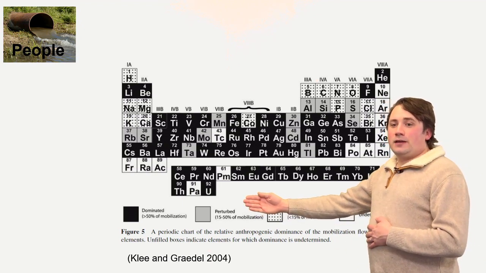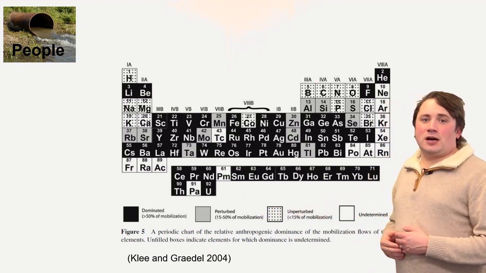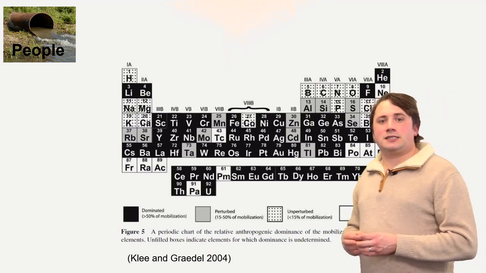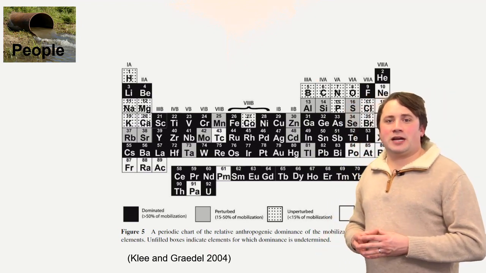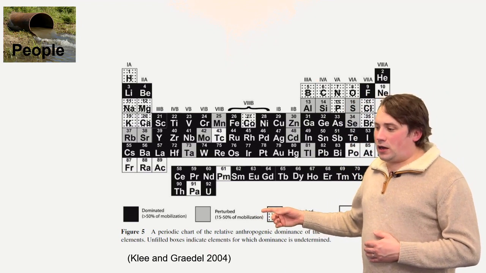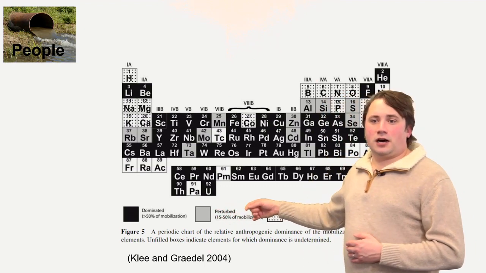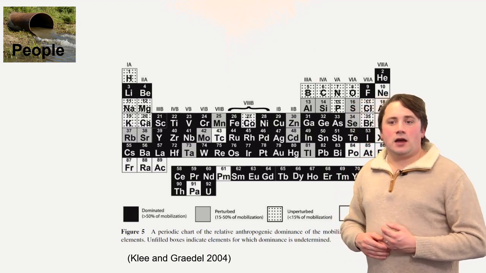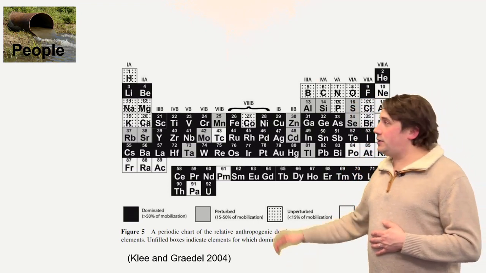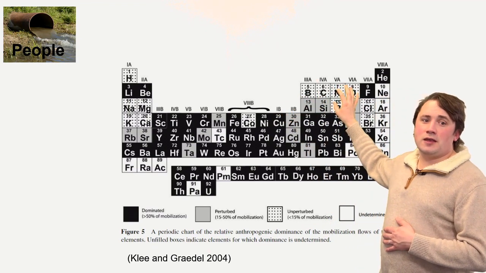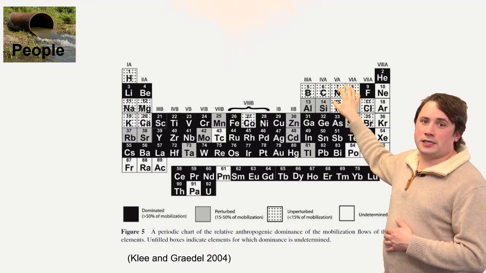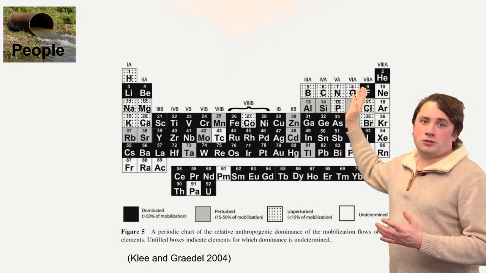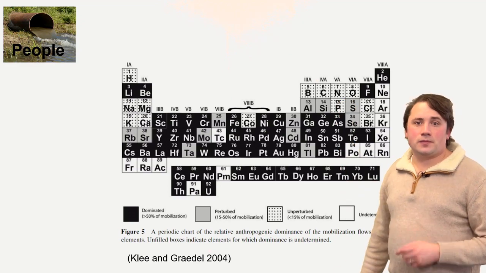Black elements are elements that are dominated by humans: more than 50% of the cycling on Earth occurs due to human activity. Gray are somewhere in between, and the dotted ones are elements that have been relatively undisturbed by human activity relative to their natural cycling. So you'll see nitrogen is relatively undisturbed. That's not because we're not putting a ton of nitrogen into the environment. It's just because there's also a lot of nitrogen that cycles naturally.